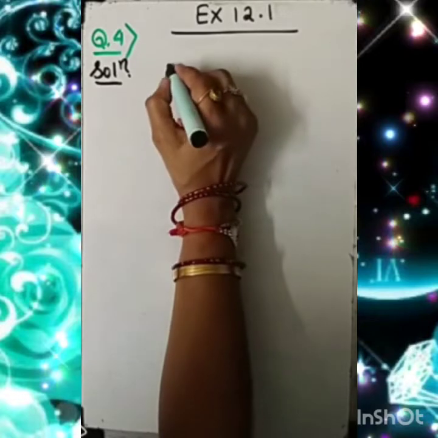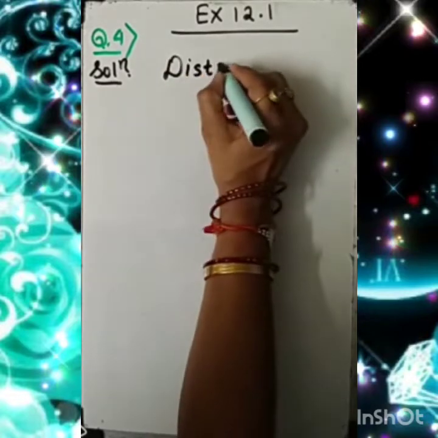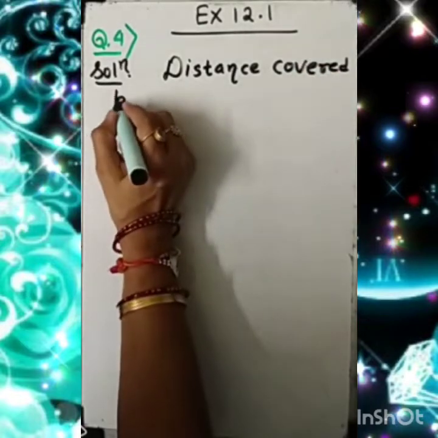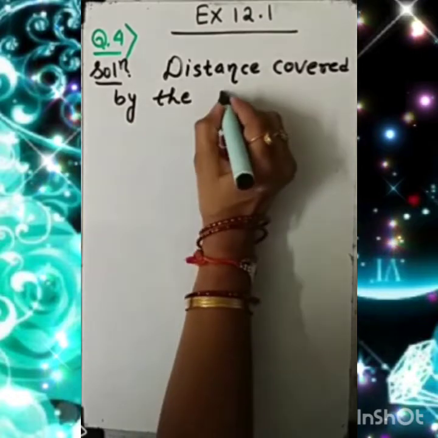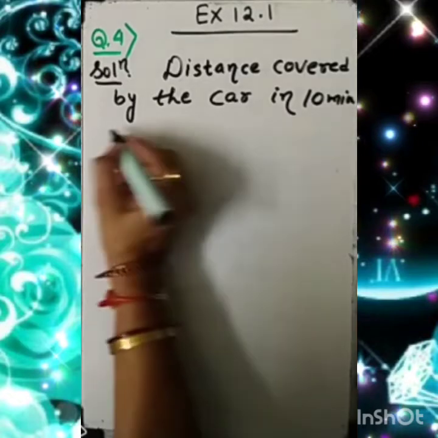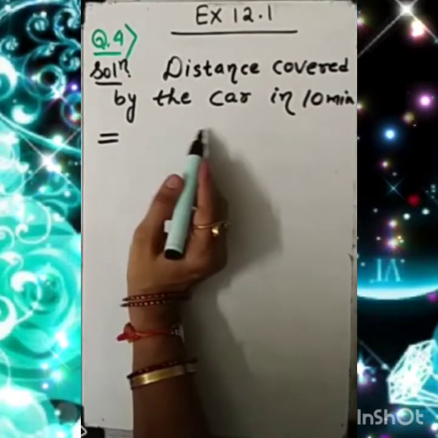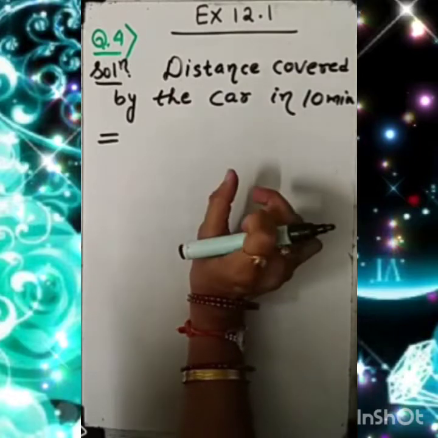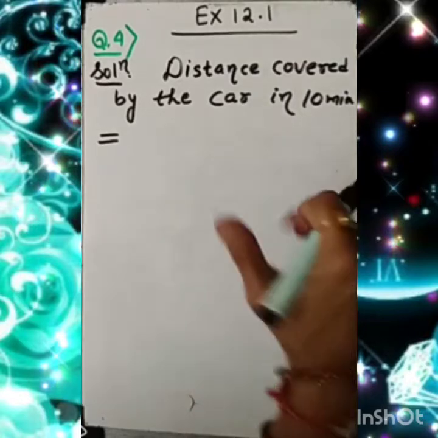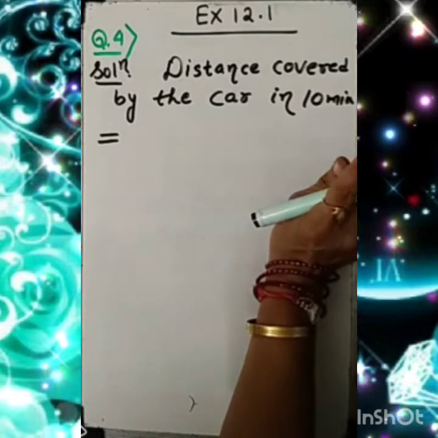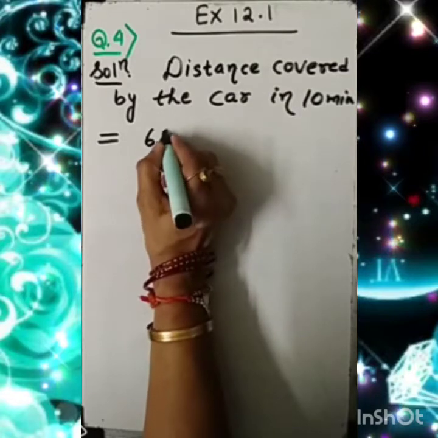Distance covered by the, please note down, distance covered by the car in 10 minutes. Actually, it is given in the question. We need to find the distance covered by the car in 10 minutes. Now, my dear student, it is given 66 kilometer per hour. Here we need to find for 10 minutes. But 66 we are given in per hour. So see, first of all 66 kilometers.